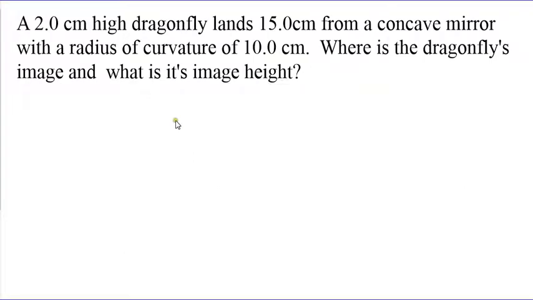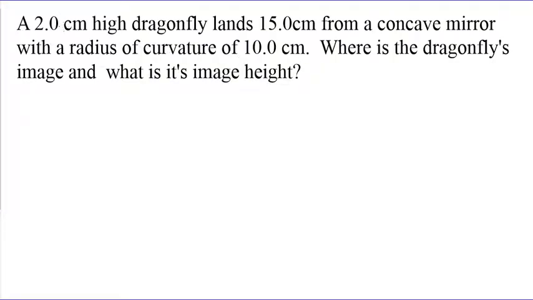I want to start this with a calculation so you can see how to use some of the equations that we started from the previous video. So if we have a 2 centimeter high dragonfly that lands 15 centimeters from a concave mirror with a radius of curvature of 10 centimeters, where is the dragonfly's image and what is its image height? We are just going to find the location of the dragonfly's image. You are going to have to finish the image height before class by yourselves.